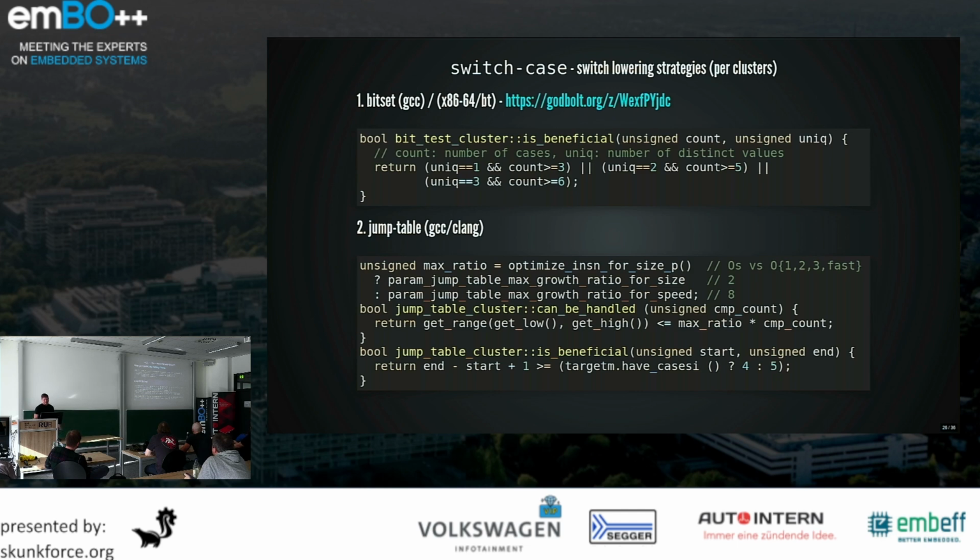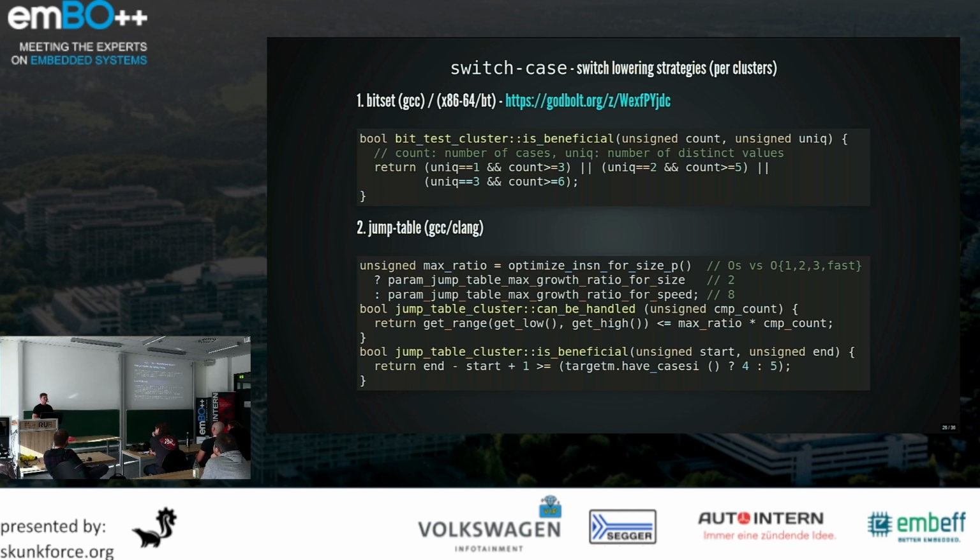Depending on whether you're compiling for size or for speed, you will get a different ratio in the jump table case. The ratio is the difference between the cases. If you have 0, 2, 5, 50, the differences are 2, 3, and 47. If the ratio for size is 2, the cases have to be really not sparse, like 0, 1, 2, 4, 7. So it won't generate a jump table for all of it, only for this part of it.